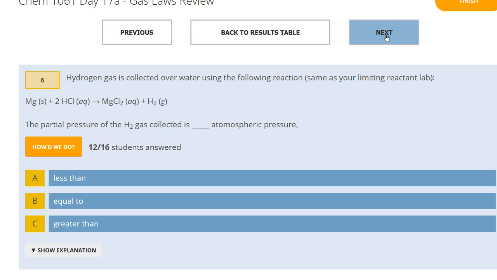Now, when you did lab, I don't think you took partial pressures into consideration, and we didn't really have a chance to explain this at the end of the hour on Tuesday, but hydrogen gas is collected over water using the following reaction. The partial pressure of the hydrogen gas collected is blank to atmospheric pressure, and it is less than atmospheric pressure. And why is it less than atmospheric pressure?